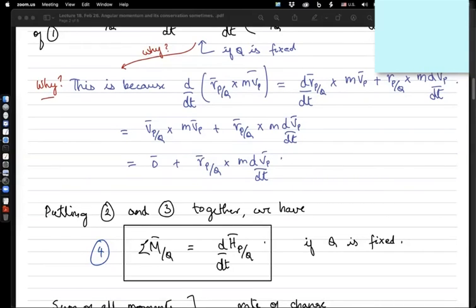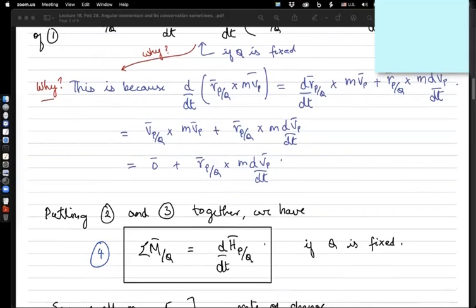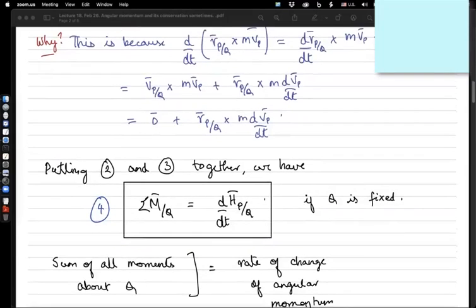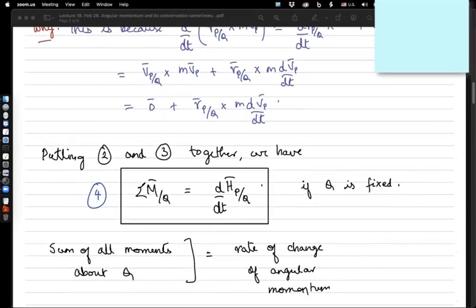Any questions? So this is the equation that we're going to use, kind of. Actually, we'll use a simpler version of this equation. Does this feel like it's analogous to something? Sum of all moments equals rate of change of angular momentum. So that's this equation. Sum of all moments about point Q is rate of change of angular momentum about point Q, right?